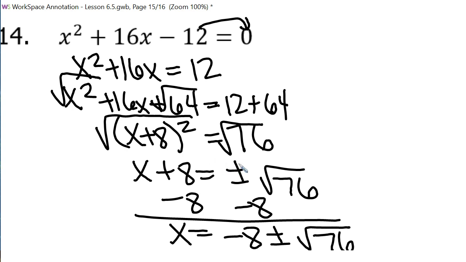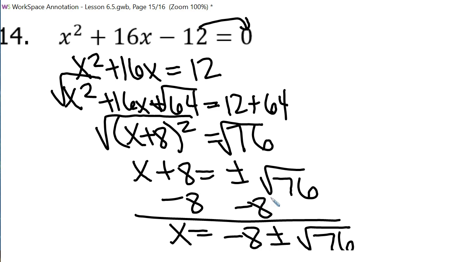Check your radical. Can square root of 76 simplify? Yes. What was the perfect square for 76? 4 times 19. This would be on the calculator test again. Mark out the 4. What's the square root of 4? 2. Final answer is x equals negative 8 plus or minus 2 square root of 19. So check your radicals to see if they simplify.